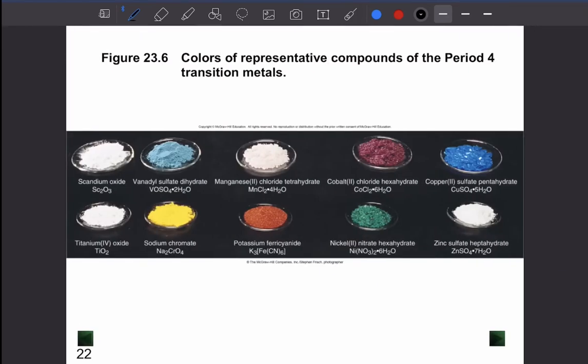These are some elements and some of the compounds they form, with different colors. Notice that most materials have some color. One main one to remember is copper sulfate, which is generally a bluish color. Cobalt chloride hexahydrate is a reddish color. Potassium ferricyanide is also a reddish color. Sodium chromate is a yellowish material. And zinc sulfate is a colorless material. The reason is mainly that it is in its uncharged state.